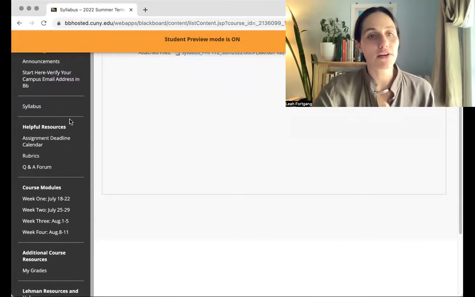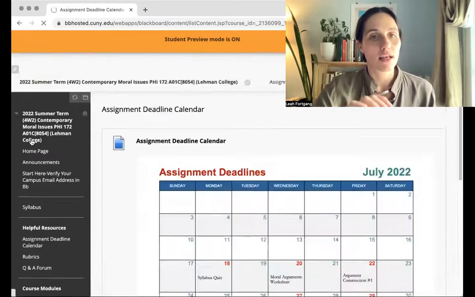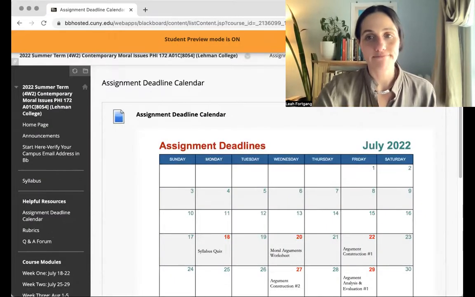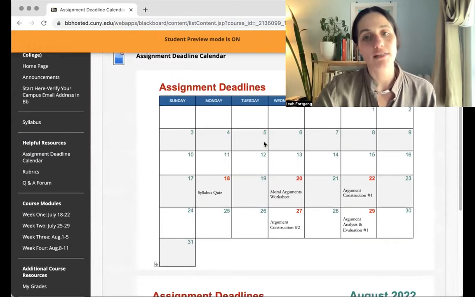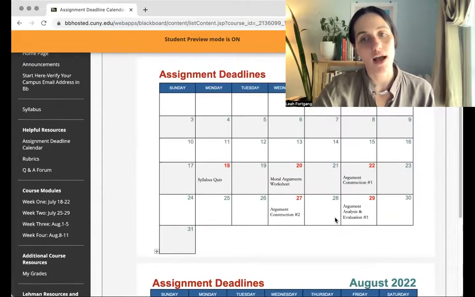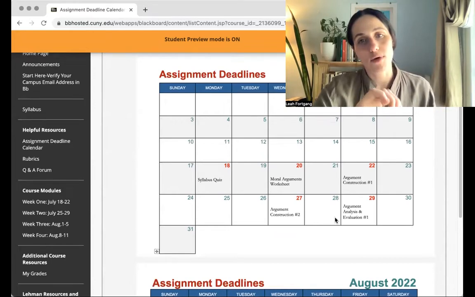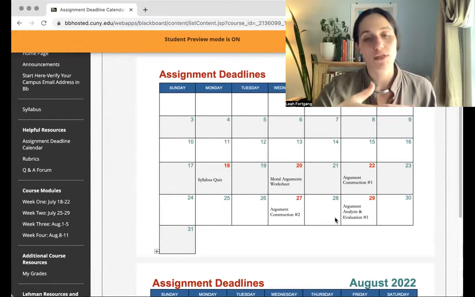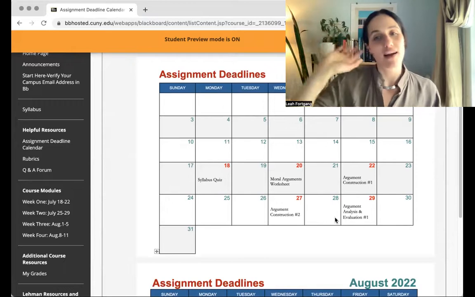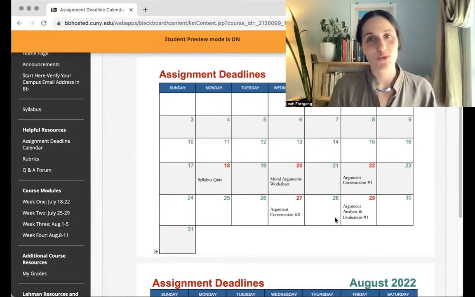So here under helpful resources, I put together a calendar with specific assignments that are due. If you wanted, you could grab a screenshot, download these images, or even take a picture with your phone. You could print them if you like and put them somewhere in your line of view, because like I said, there are a lot of assignments due throughout the class.